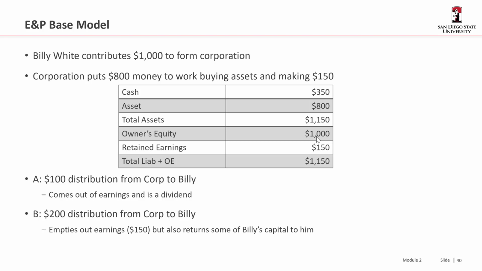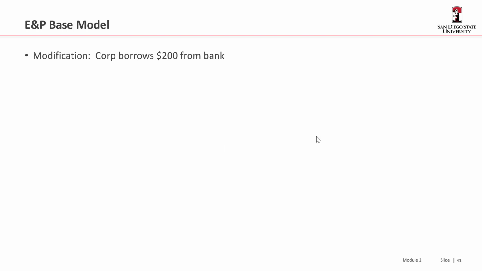If instead it distributes $200 to Billy, well, then what would happen is it would have cashed out all of its earnings and profits. And so to the extent it's giving $50 back to him, that must be part of the $1,000 he originally contributed. So as a result, he's getting back some of his capital. And so that would be a $150 dividend, but also a $50 return of his basis or return of capital.